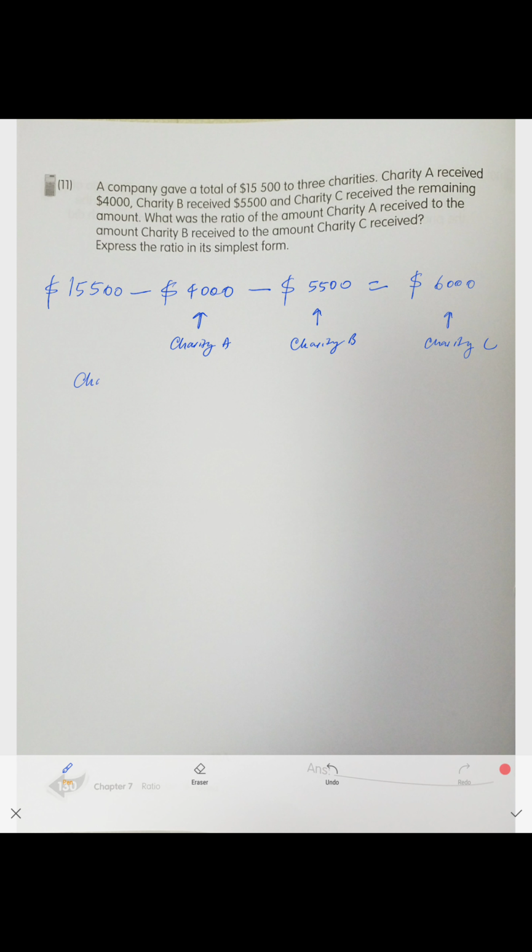Right? Charity C received $6,000. All right, and then you build up your ratio, right? So charity A to charity B to charity C, right? It is 4,000, 5,500 to 6,000, right? This is your ratio, basically. And then you need to simplify it.